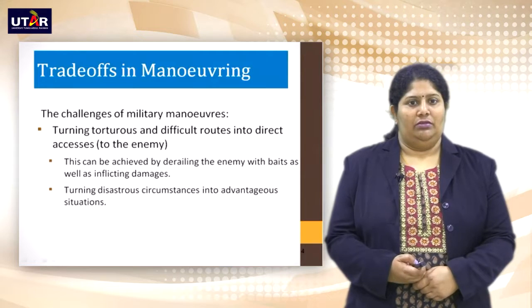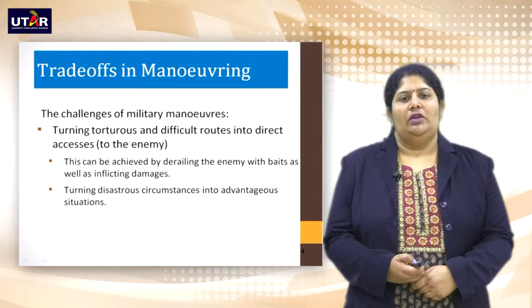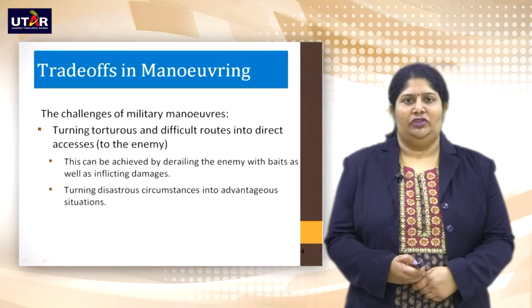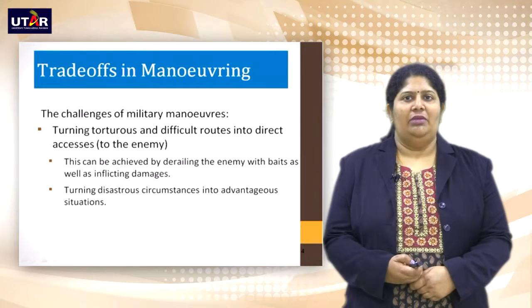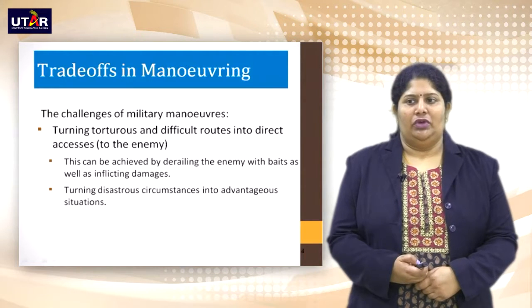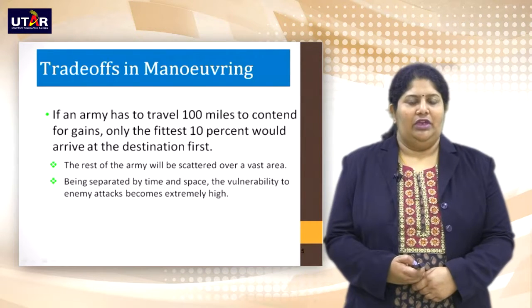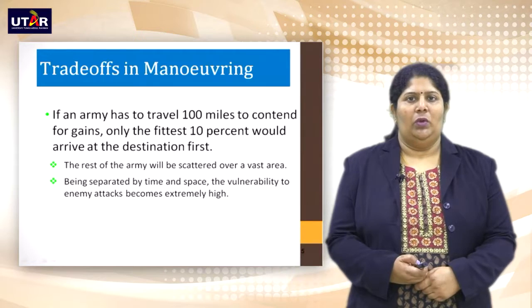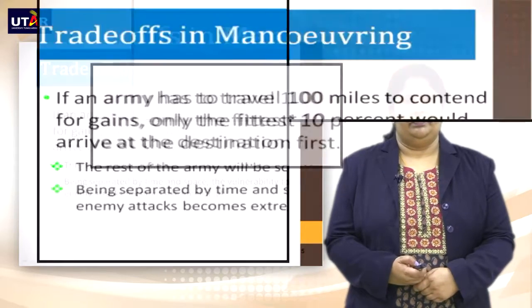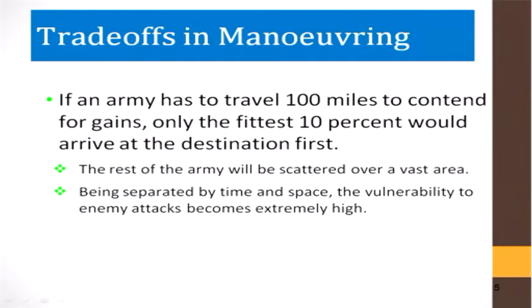During maneuvering, if the military crosses 100 miles to win, the first 10% of the armies will be chosen to arrive at the destination. The rest of the army will be scattered over a vast area. By being separated by time and space, the vulnerability to enemy attack becomes extremely high.